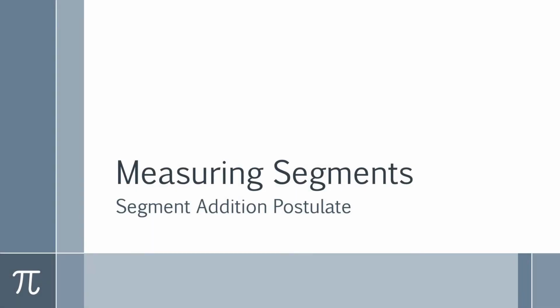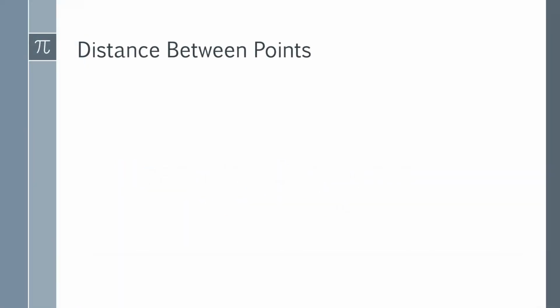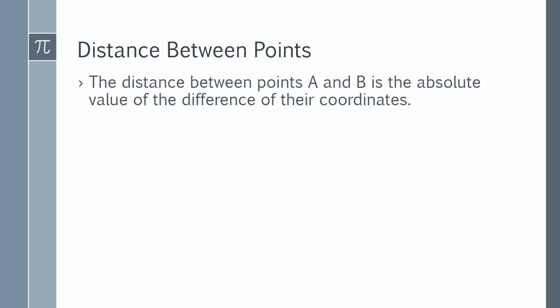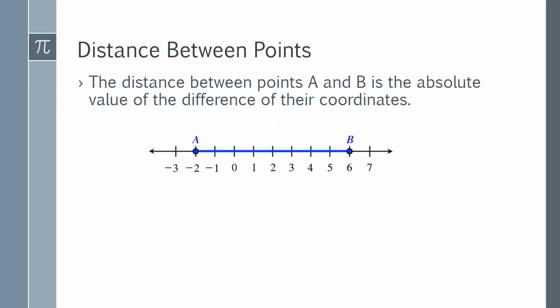Today we're going to work on measuring segments using the segment addition postulate. So in order for us to find the distance between 2 points, we have to take point A and point B and find the absolute value of the difference of their coordinates. Coordinate B is 6 and coordinate A is -2.